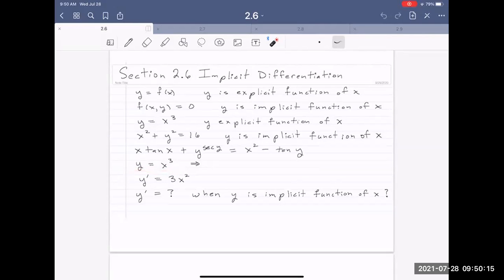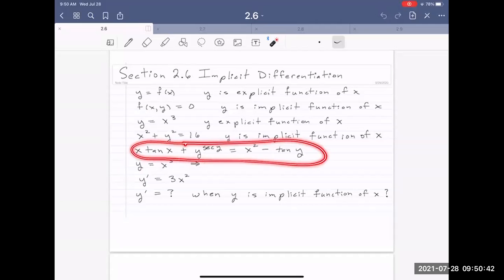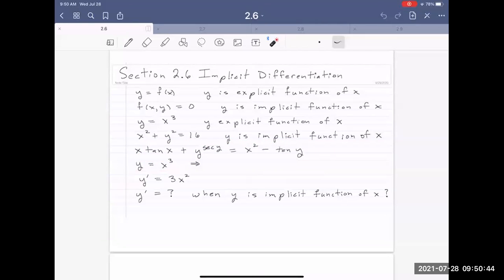So if I have an explicit function, say y equals x cubed, I can find its derivative. If y equals x cubed, then y prime is 3x squared. Now the real question is, well, can I find the derivative when y is an implicit function of x? So can I find the derivative of y when y satisfies, let's say, this equation? The answer is yes. Just use the chain rule.